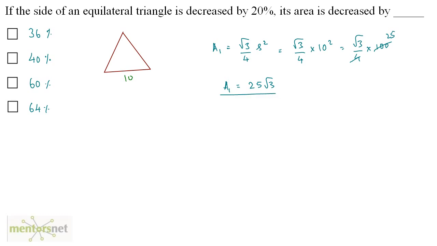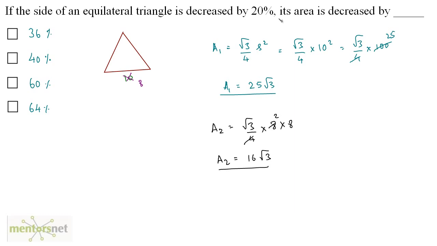We have this thing. Now what has been said is that this side is decreased by 20%. Now what is 20% of 10? Well, 20% of 10 is 2. So this is decreased by 2 centimeters or 2 units. So 10 minus 2 is 8. So the new side of the equilateral triangle is 8. Now let us calculate the area if the side is 8. So A2 will be root 3 by 4 times the side square. So times 8 times 8. 4 times 2 is 8. 8 2s are 16. So A2 is equals to 16 root 3.